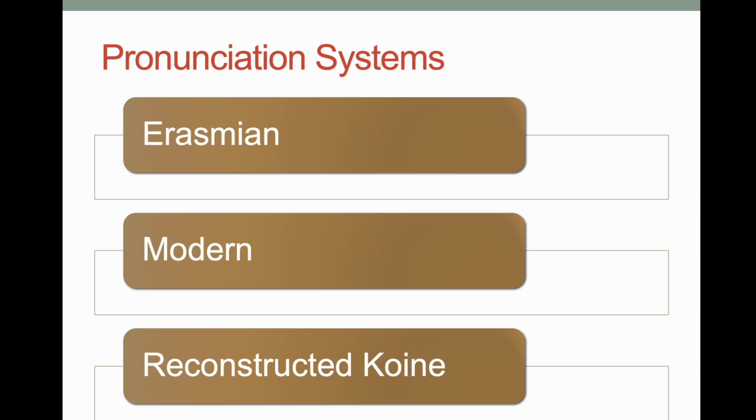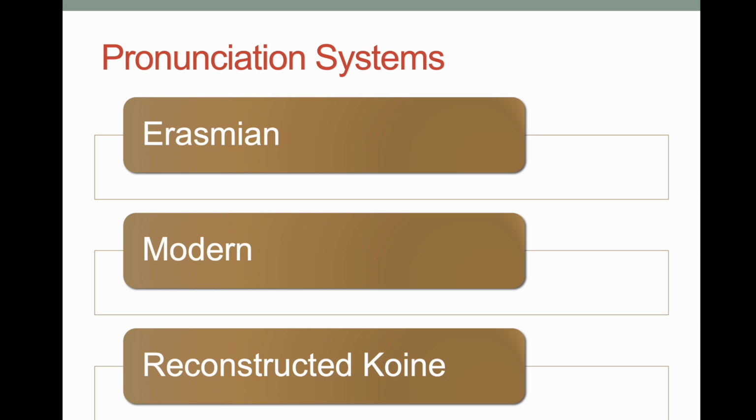There's three kind of popular pronunciation systems for pronouncing the Greek that we're learning. Erasmian was a system developed by a Renaissance scholar, Erasmus, who assembled probably one of the very first critical editions of the Greek New Testament. He developed a pronunciation system which was highly phonetic, and that's the system that many scholars use. It's a system I was trained in, so that's the one I'll be using in this course.